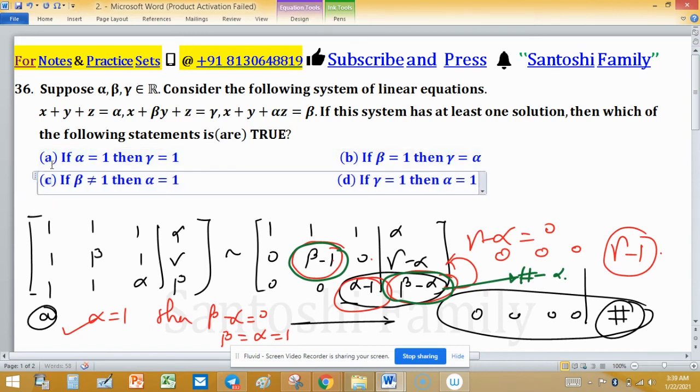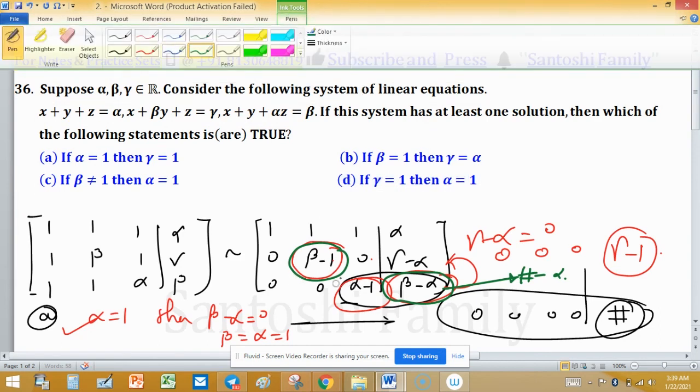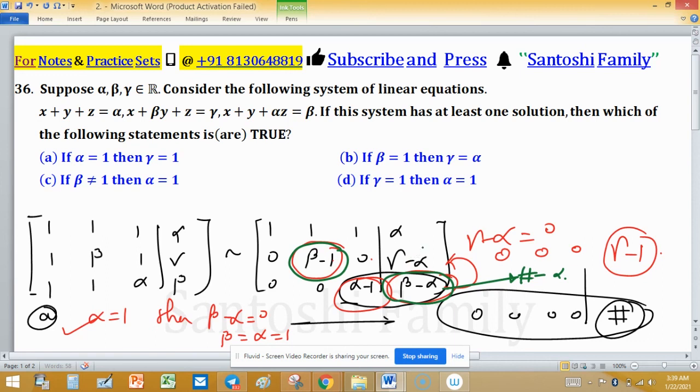And in option D: if gamma equal to 1, then the system implies that alpha equal to 1? If gamma equal to 1, it means here the entry should be 1 minus alpha, and if alpha equal to 1, then this is a 0 entry. So it is not necessary. If gamma equal to 1, alpha may be any value, but this entry should be 0, beta minus 1.